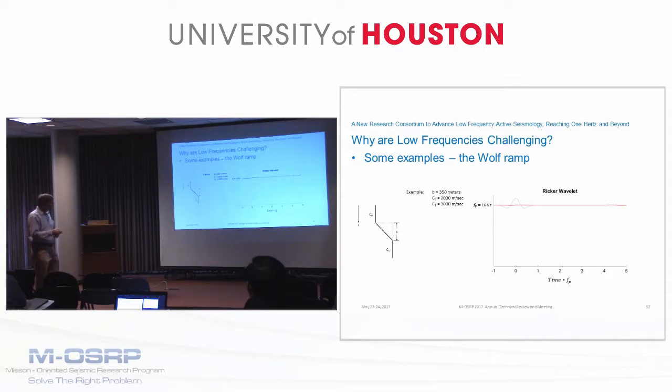And what I'm doing here is I've picked an example where b is 350 meters, and I'm going from 2,000 meters per second to 3,000 meters per second. And I'm going to plot the responses over here assuming a Ricker wavelet, incident Ricker wavelet. And I'm going to plot it as a function of time times the peak frequency of the Ricker, so that I can get several octaves on here conveniently.